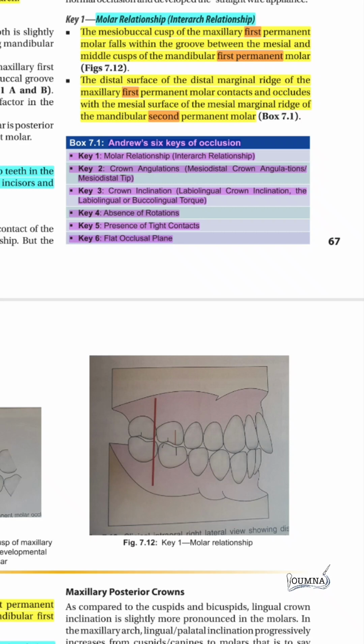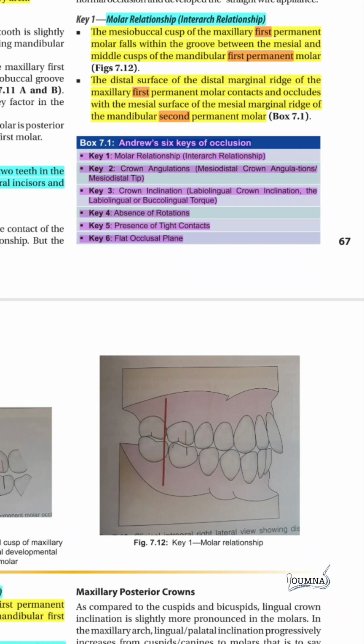The second is that the distal surface of the distal marginal ridge of the maxillary first permanent molar contacts and occludes with the mesial surface of the second permanent mandibular molar, which means the distal of the first permanent molar touches the mesial of the second permanent mandibular molar.